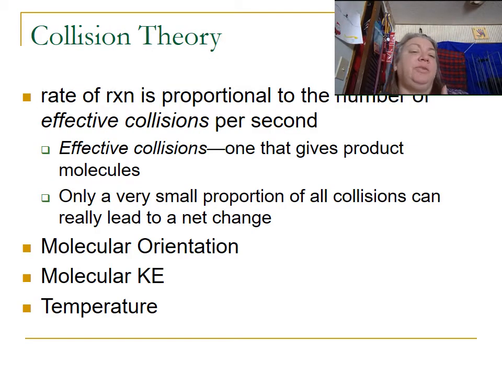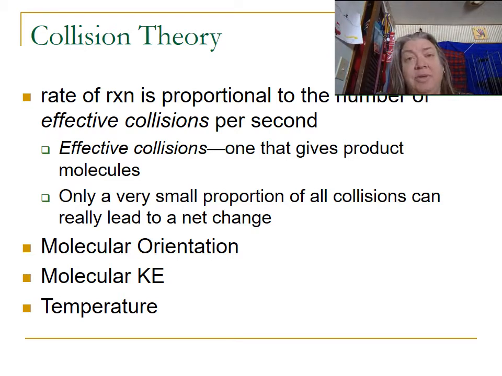Okay, so the first one's collision theory, and this one makes a lot of sense to me. It says that the rate of reaction is proportional, or that there's some direct relationship, to the number of what they call effective collisions per second. So here we have that it's not every collision between two molecules that causes a reaction. They have to have what's called an effective collision, one that gives product molecules.